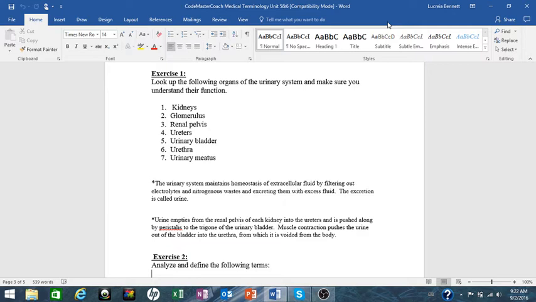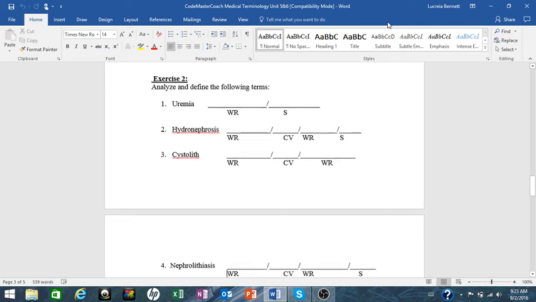their role is. Remember, the urinary system maintains homeostasis of extracellular fluid by filtering out electrolytes and nitrogenous waste and excreting them with excess fluid. And that excretion is called urine. And urine empties from the renal pelvis of each of the kidneys into the ureters and is pushed along by peristalsis, which is like a movement of the muscles, to the trigone of the urinary bladder. Muscle contraction pushes the urine out of the bladder into the urethra, from which it is voided from the body. So it starts to make sense now, right? All this whole urinary process.